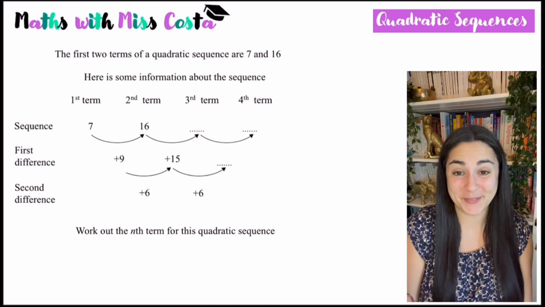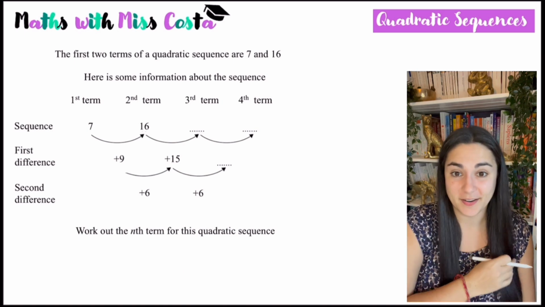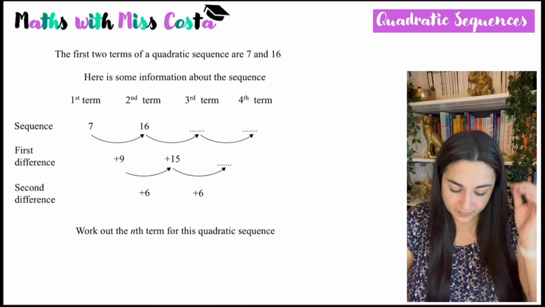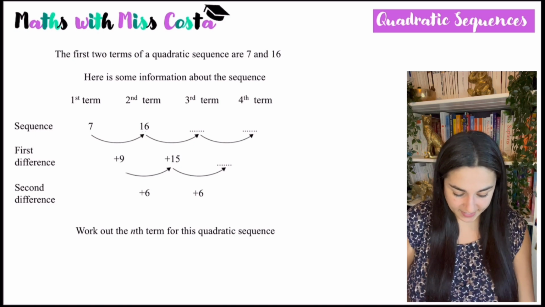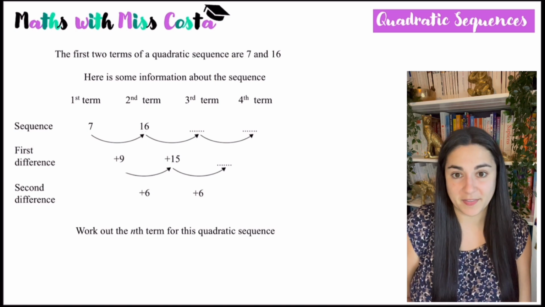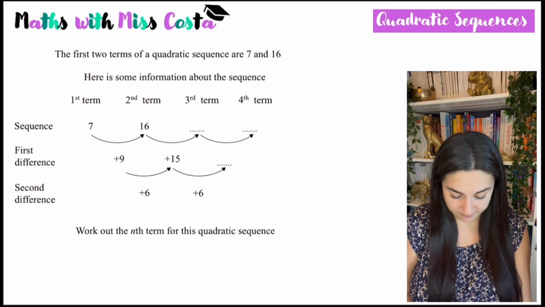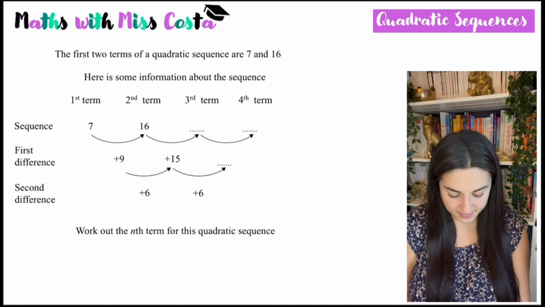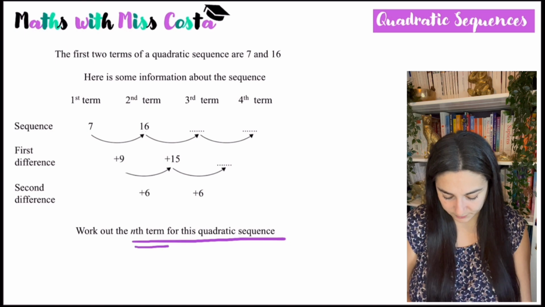So quadratic sequences are a little bit harder, but they follow rules. So let's just have a look at what's happening. I'm told that the first two terms of a quadratic sequence are 7 and 16, and then I'm given some further information about the sequence. So I know that the first difference is 9, then 15, then something, and the second difference is 6. And I need to work out the nth term of this quadratic sequence.